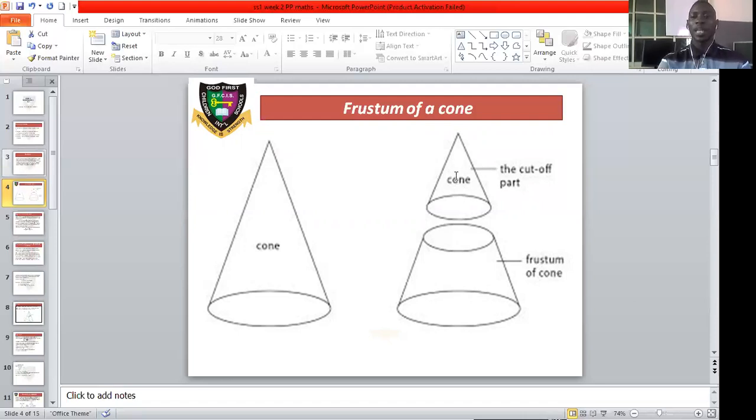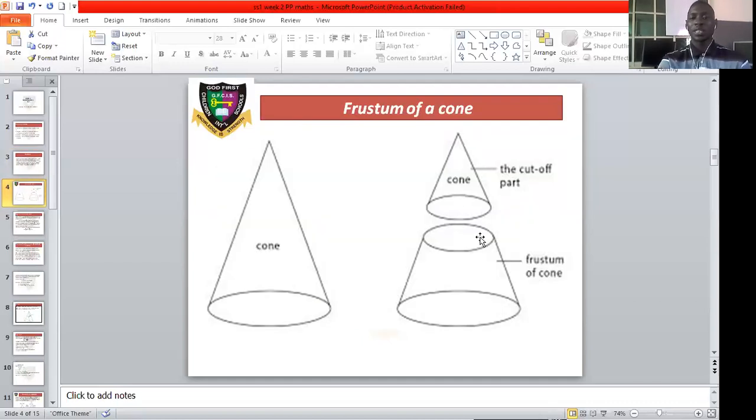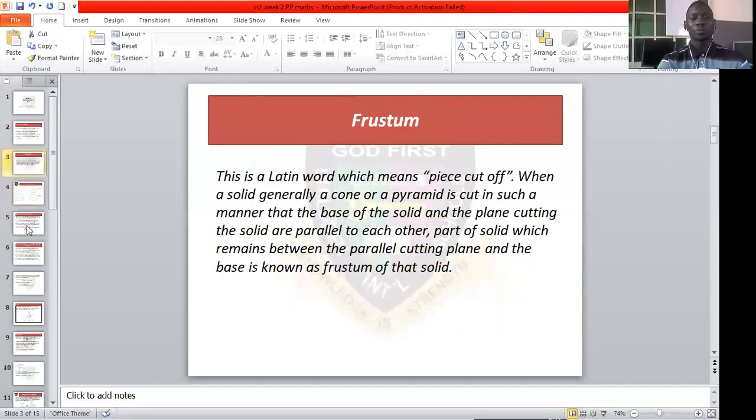So let us go to the definition again. It means a piece cut off, which generally appears in a cone or a pyramid, in a manner by which the base of the solid and the plane cutting the solid are parallel to each other. Look at the diagram. The way the cone is cut off, it is parallel to the base, producing a top circle and also a base circle, in a parallel manner. So that is the definition of the frustum of a cone.